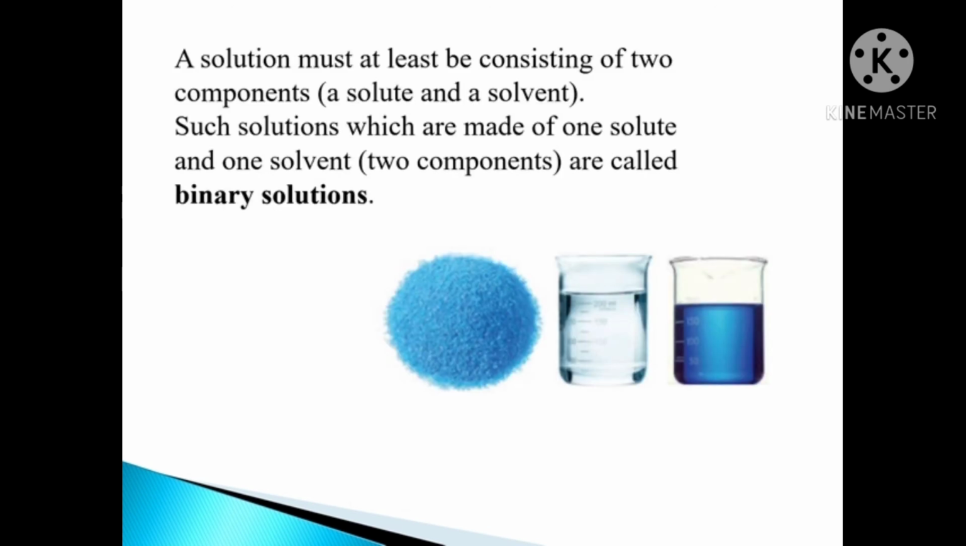If the solution contains only two components, it is called a binary solution. This binary solution contains one solvent and one solid particle. If the solution contains three components, it is called a ternary solution.